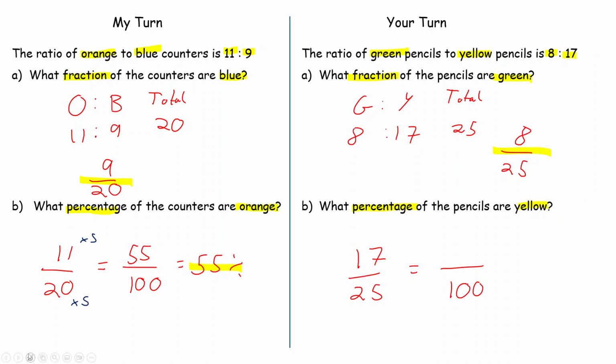So to get from 25 to become 100, you can times through by 4 and times through also by 4 on the top. And 17 times by 4 is going to be 68. So 68 out of 100, which is of course 68 percent. And that is your answer for this one up here.